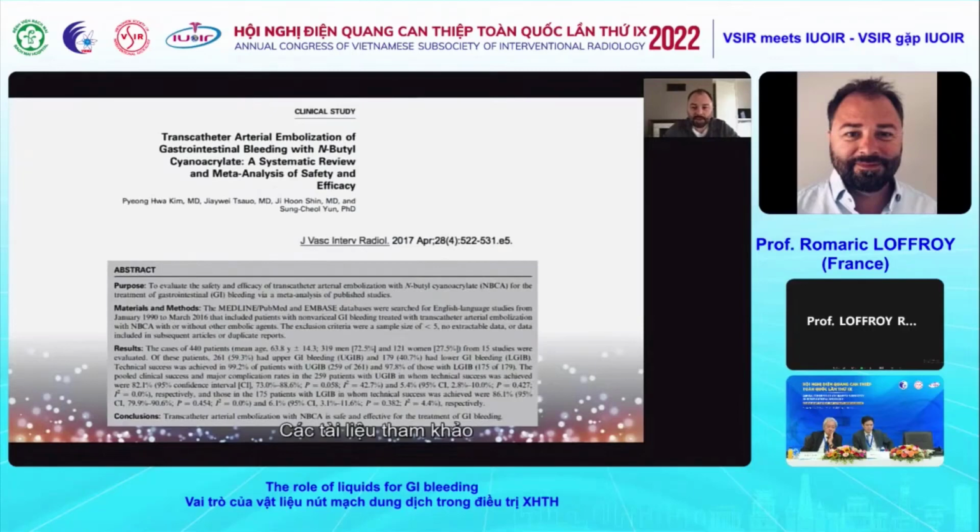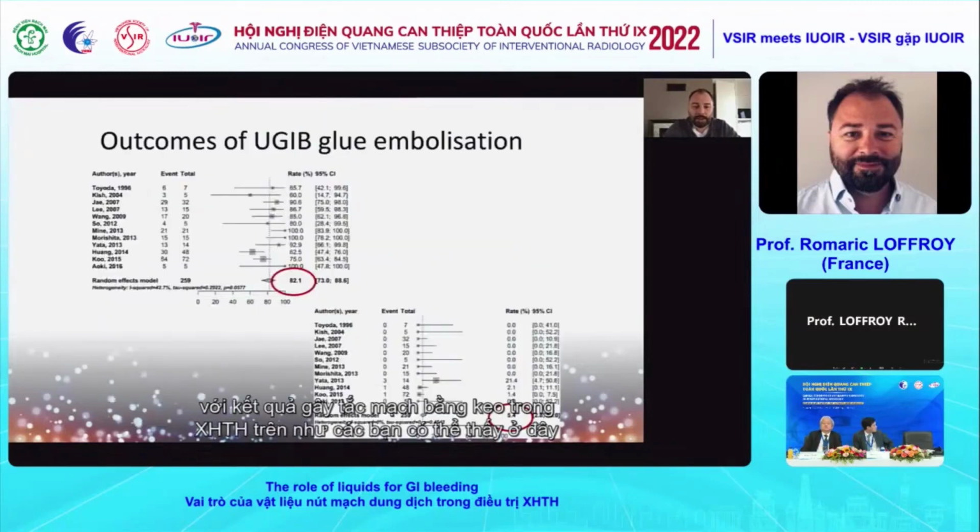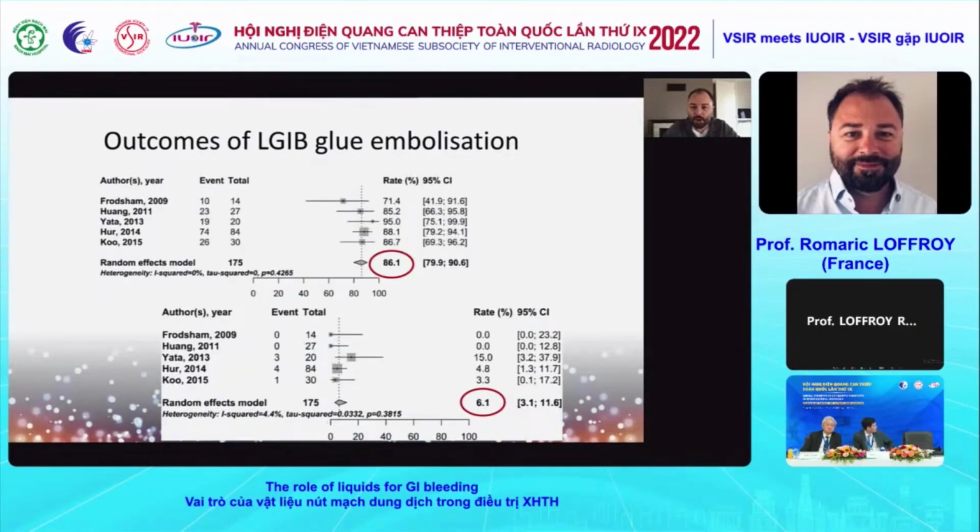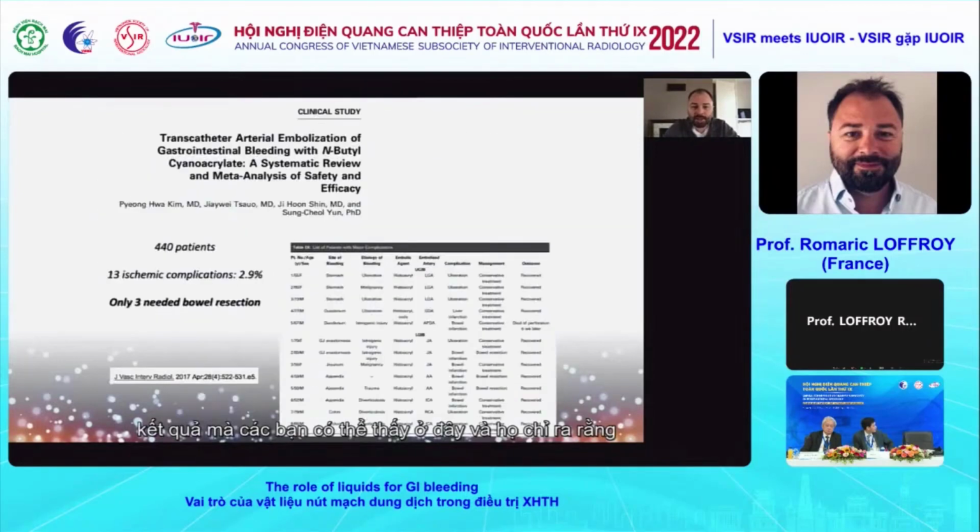If we look at the literature, this very nice meta-analysis, we published recently in 2020 the same meta-analysis with more papers from our center with the same kind of results in GVIR, with outcomes of upper GI bleeding glue embolization. As you can see, 82% in terms of outcomes with a 5.4% of complications. Overall complications for lower GI bleedings, quite the same, as you can see here.